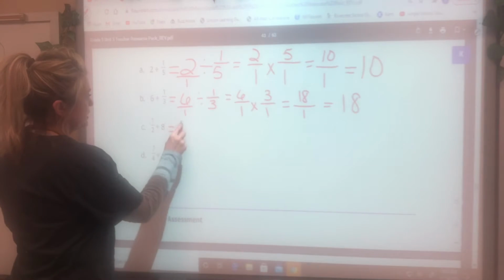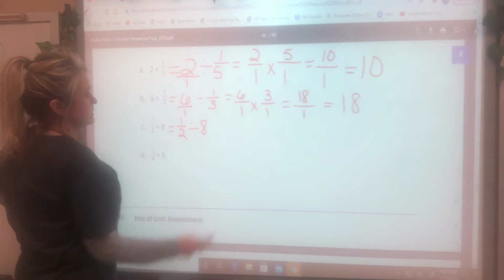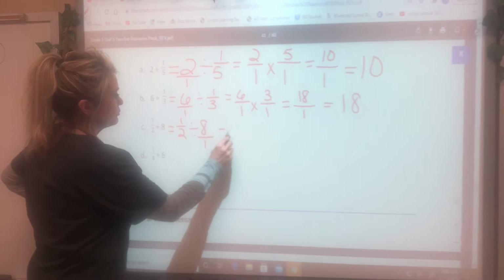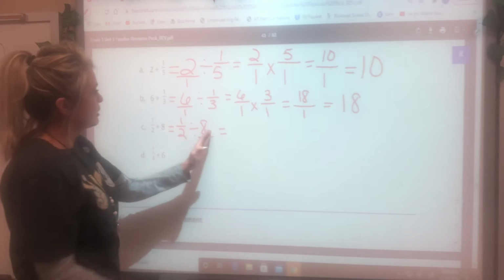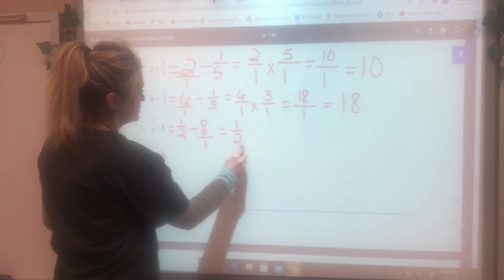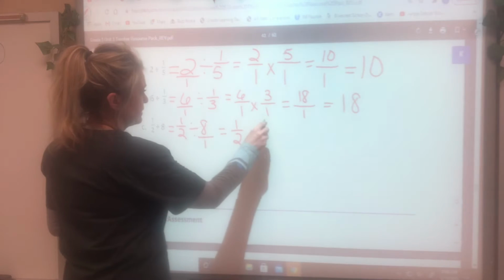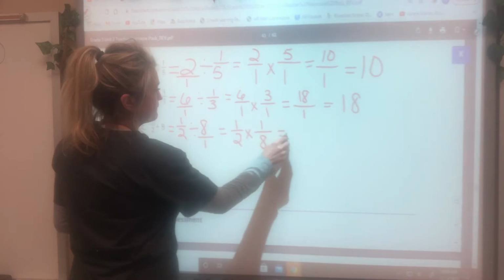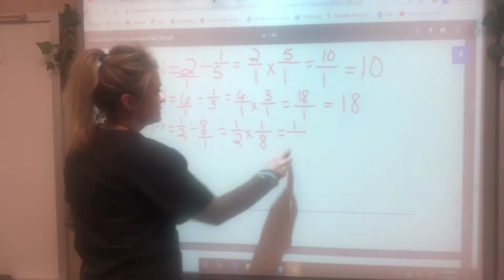On the next one, we have 1/2 divided by 8. So we know we make our whole number a fraction by placing it over 1. When we're dividing fractions, we slide our first fraction on over, and we flip or get the reciprocal of the second, and then we multiply. 1 times 1 is 1. 2 times 8 is 16.